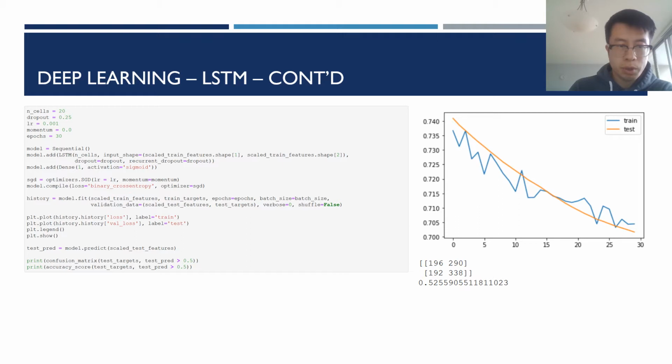And we start with a simple neural network with 20 cells, and we run it for 30 epochs. The loss function looks like this. The result isn't good enough, but let's try to modify the parameters.